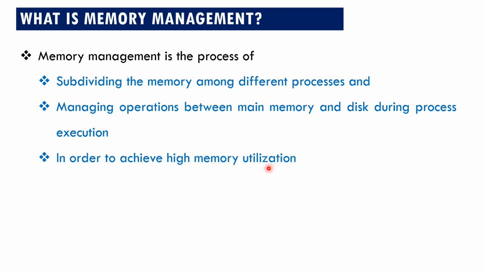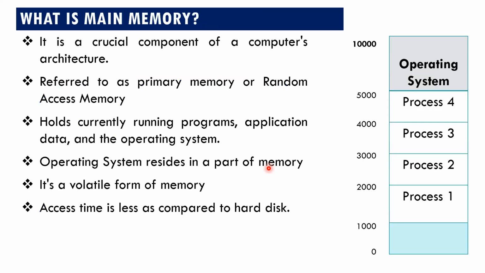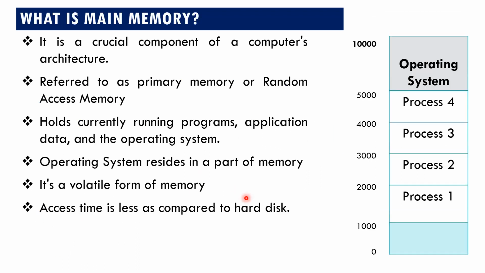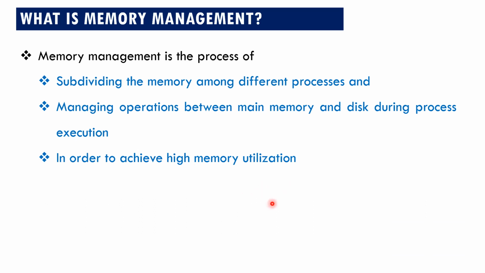So just before we have seen, there are different characteristics of the memory. So as you move from left to right, the cost decreases, and also speed decreases, but size increases. So with minimum cost, we should be able to utilize the memory. That is the objective of the main memory management.